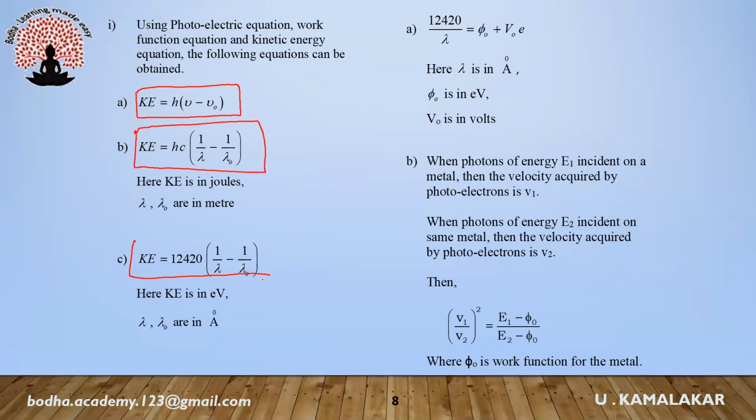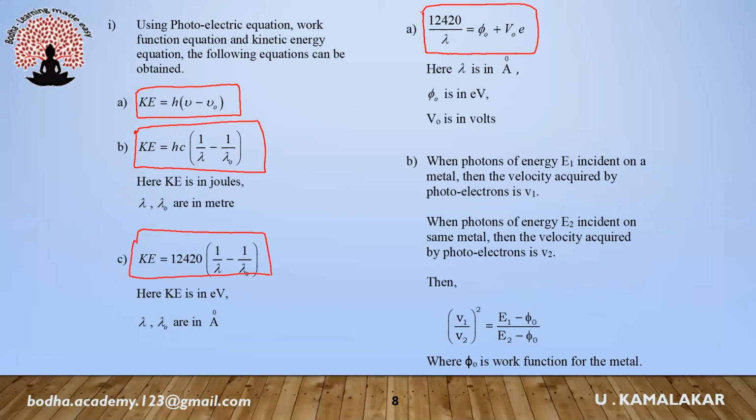Kinetic energy of photoelectron can also be expressed as 12,420 into (1 by lambda minus 1 by lambda naught). Here kinetic energy is in electron volt and lambda and lambda naught are in angstroms. One more expression is 12,420 by lambda is equal to phi naught plus V naught into e. Here wavelength lambda is in angstroms, work function phi naught is in electron volt, stopping potential V naught is in volts.